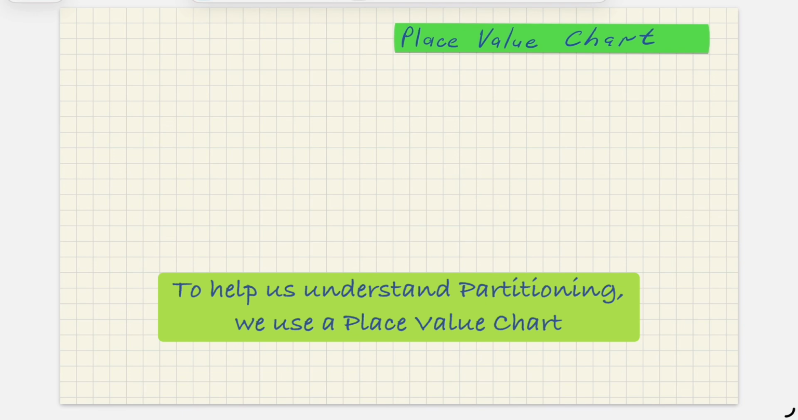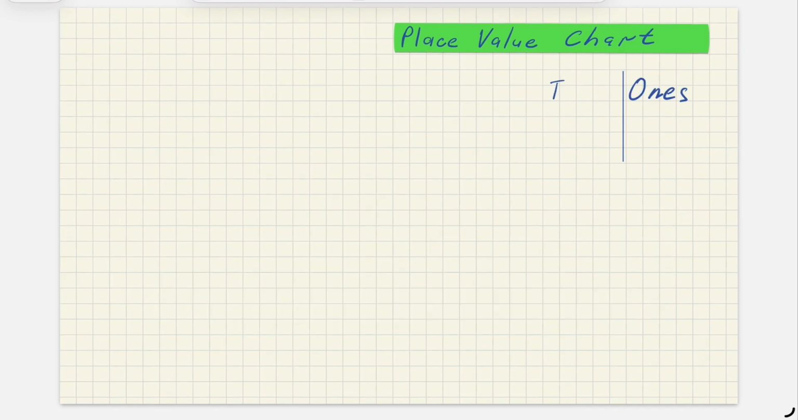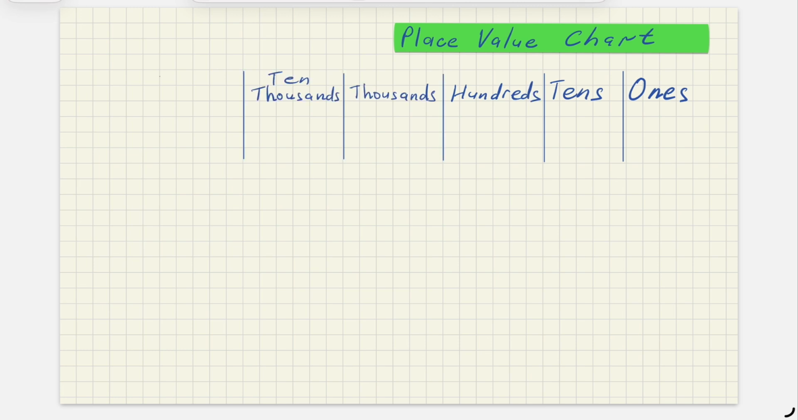Part 3. Place value chart. To help us understand partitioning, we use something called a place value chart. The place value chart has columns from right to left, like ones, tens, hundreds, thousands, 10,000s, and 100,000s. Before we continue, I want to show you a quick and efficient way to set up a place value chart when we work with numbers, especially large numbers.